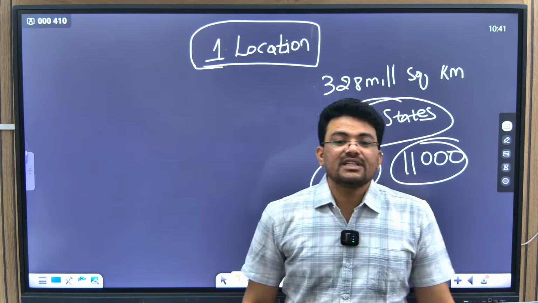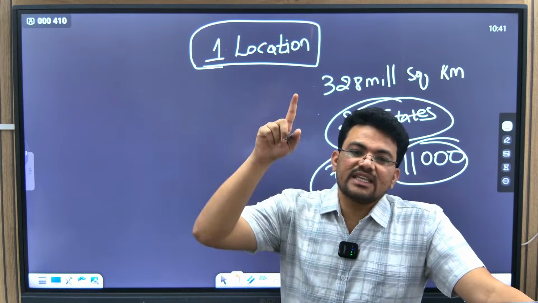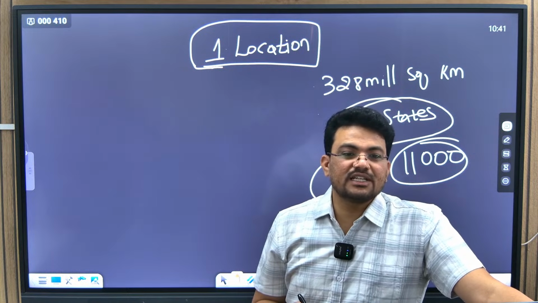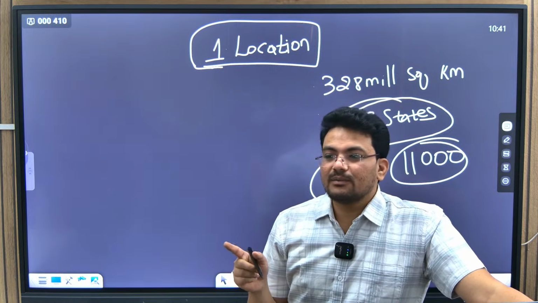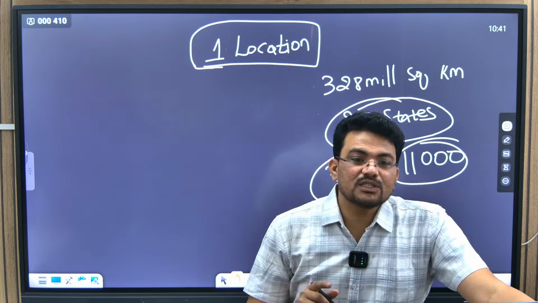Okay, so this question is asked: which city is in the same longitude as that of Bangalore? Four options are given, Nagpur or some other, and Delhi. So the answer is Delhi. Okay, this is one thing.